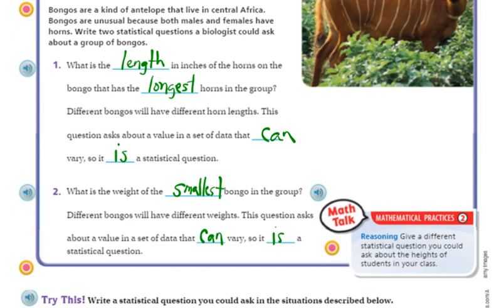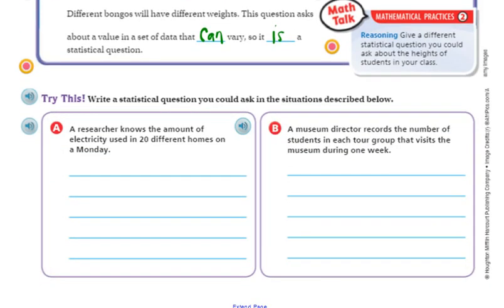Okay, let's go ahead and scroll down to the "try this" here. Let's read our directions and then I'll let you know what we're going to do. Write a statistical question you can ask in the situations described below. Okay, so situation A. A researcher knows the amount of electricity used in 20 different homes on Monday. What I would like you to do is pause the video here for a few seconds, write a statistical question, restart, and then I'll give you one and we can talk about some other possibilities here. Okay? Thank you.